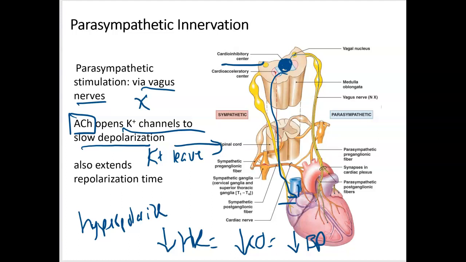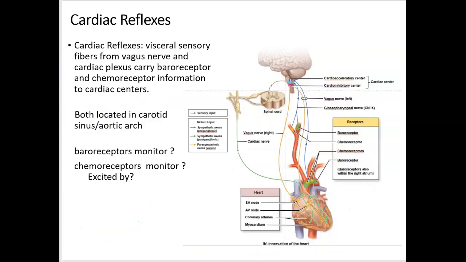And we've talked a little bit about vagal tone. Remember, we're always releasing some acetylcholine to keep the SA node a little lower than usual. So this would be increasing it more than that. So we have a reflex. We have a couple of reflexes we need to look at. And so reflexes, just like you might remember, you have information coming in. So a reflex carries sensory information in, and then it's going to go to a processing center, and then it's going to carry motor information out.